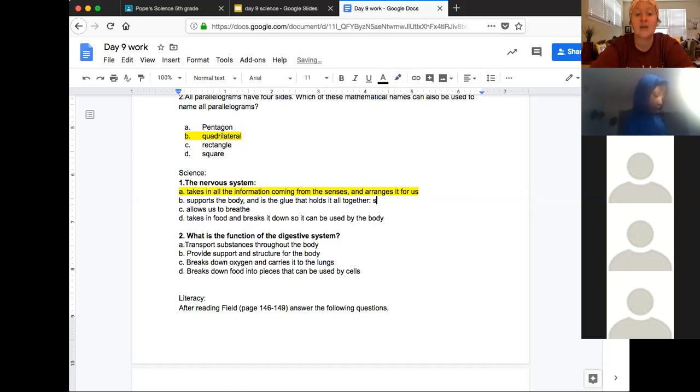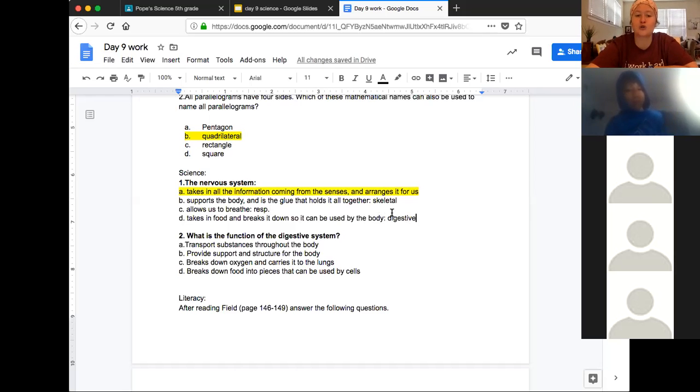Skeletal system. The skeletal system. I can't spell today. That's so wrong. Okay, which one allows us to breathe? Respiratory system. Which one takes in food? Digestive system. The digestive system.